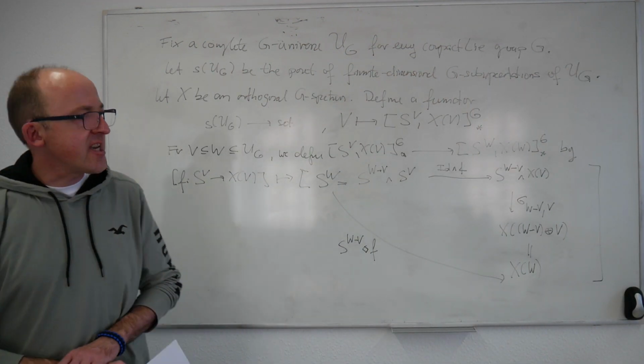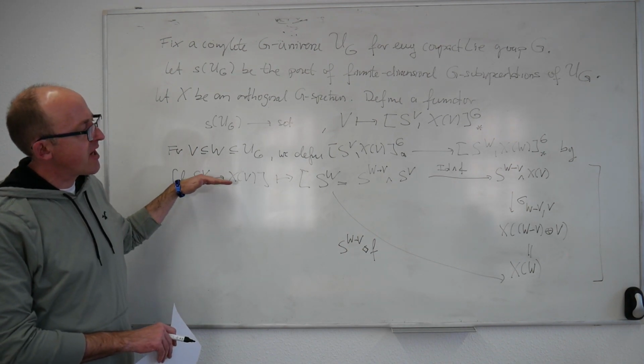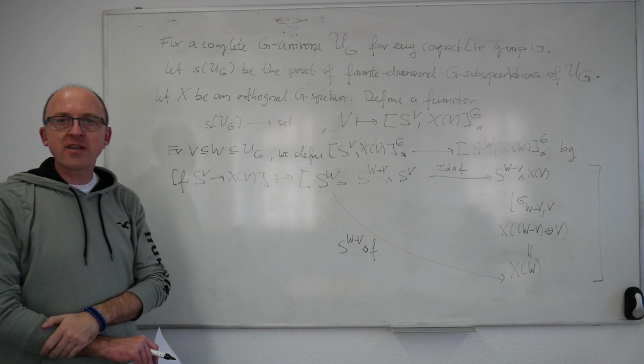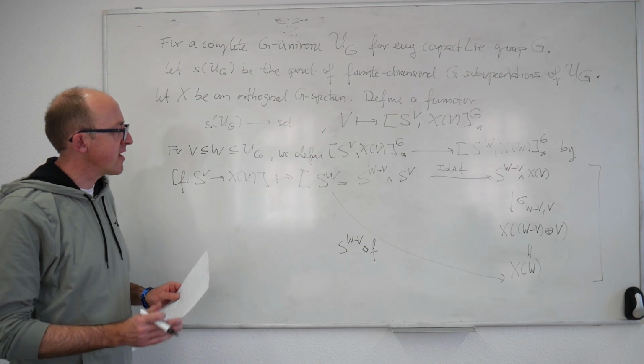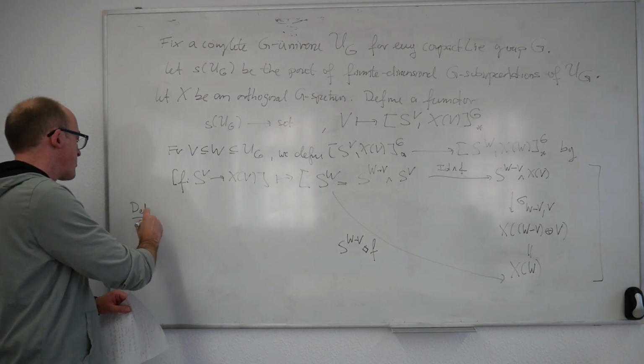So now there are a few easy things to check. This only depends on the homotopy class of F, and if V is in W, which is in another finite dimensional space, then you have associativity, and this is all straightforward. So this is really a functor. So I can get to the main definition of the equivariant homotopy groups now.